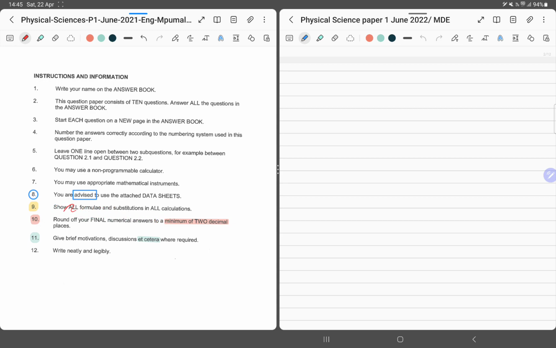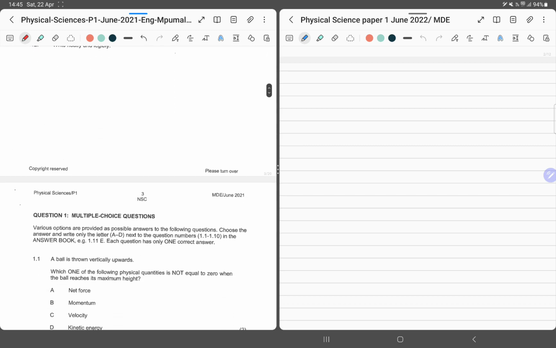And then, of course, show all formulae and substitutions in all calculations. And then round off your final numerical answers to a minimum. Minimum means 2 or more decimals, no less than 2. Then give brief motivations, discussions, etc. where required. Okay, so let's get to the paper.